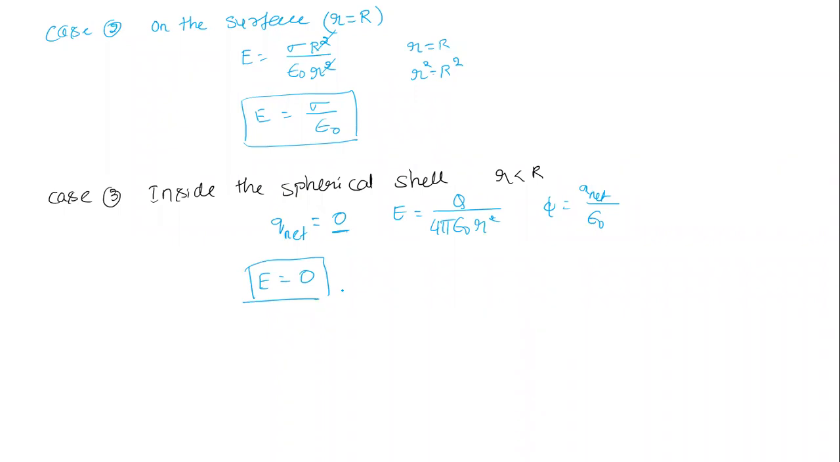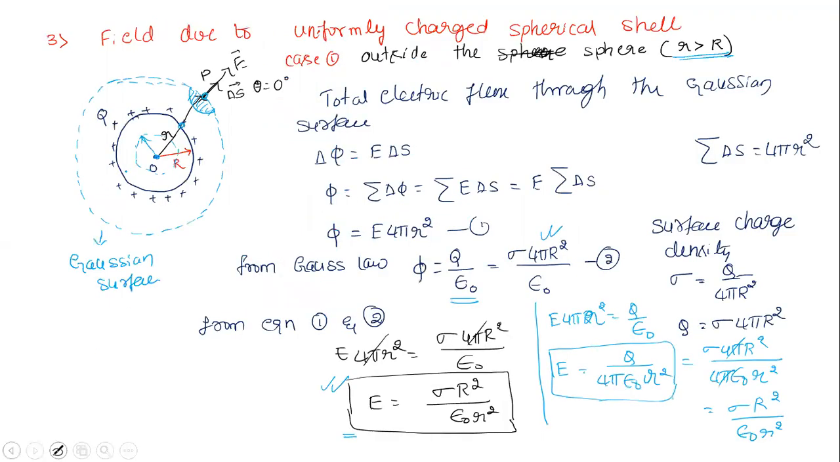Inside the spherical conductor, the electric field is 0. Now the question will come to mind: sir, mathematically you proved that the electric field inside is 0, but how can we understand it physically? The reason is that since it is a conductor and we have a charge, there is a rearrangement. We'll discuss it in later classes. Because of the rearrangement, the electric field will get cancelled. That's the main reason.